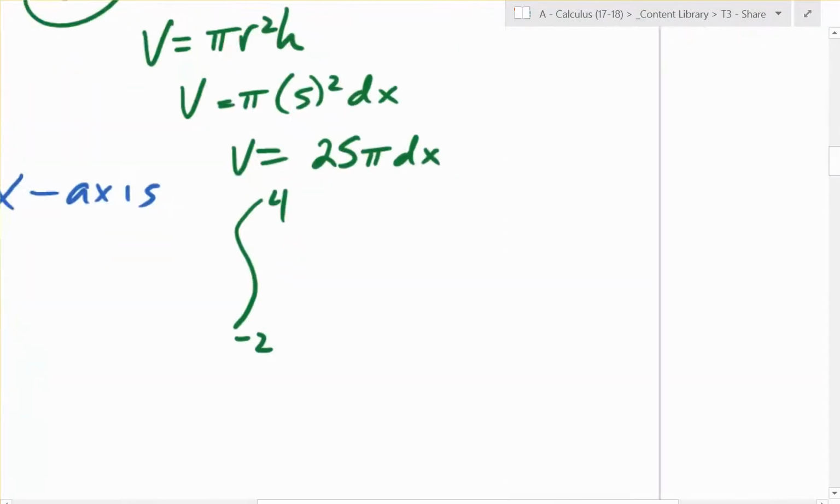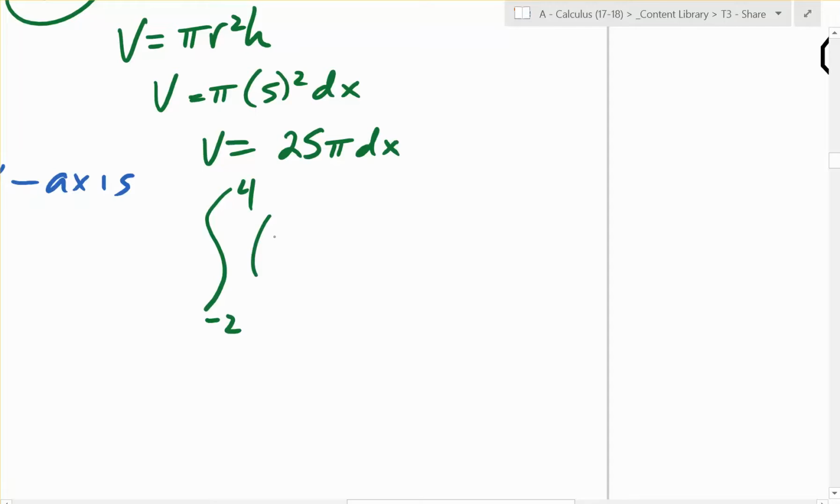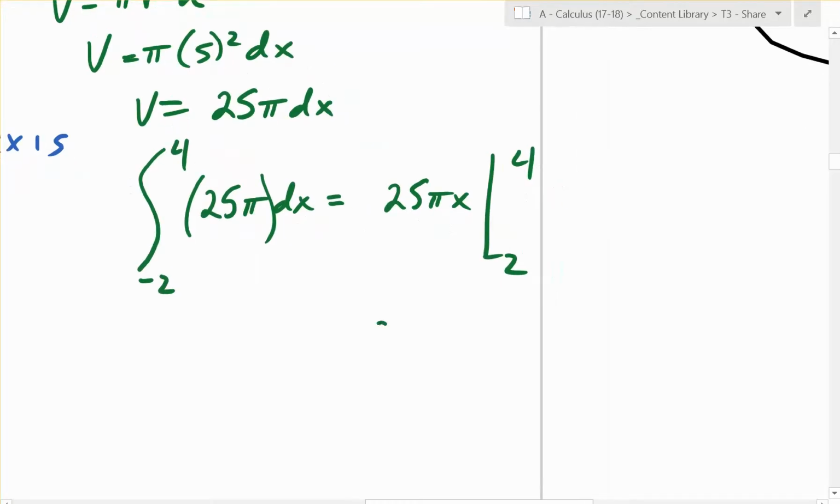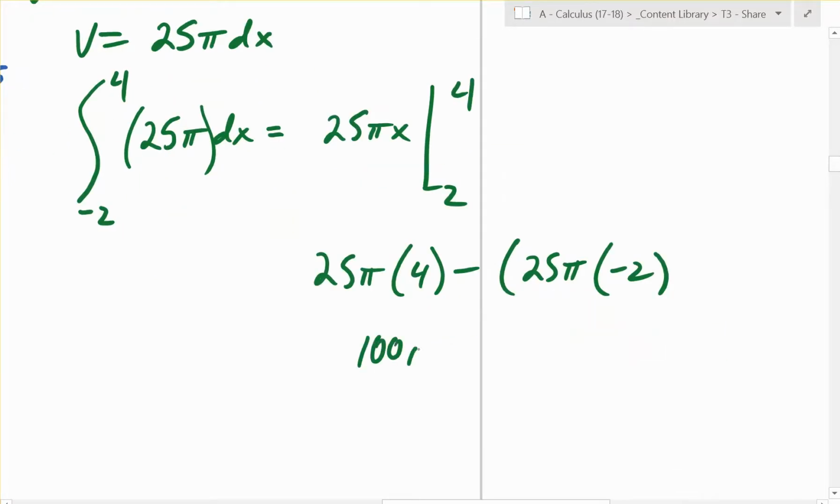And what are we integrating? Well, the volume of each of those really short cylinders is 25 pi dx. That's the entire thing we're going to integrate right here. So what does that equal? Well, that's 25 pi x from -2 to 4. So that's going to be 25 pi times 4 minus 25 pi times -2. So what's that going to be? 100 pi. We have two negatives right there, so it's going to be plus 50 pi, and that's equal to 150 pi.